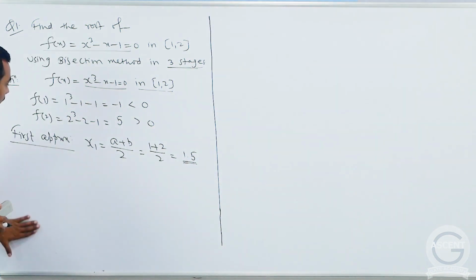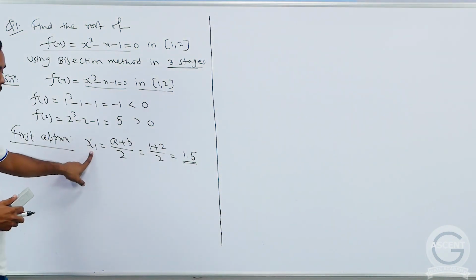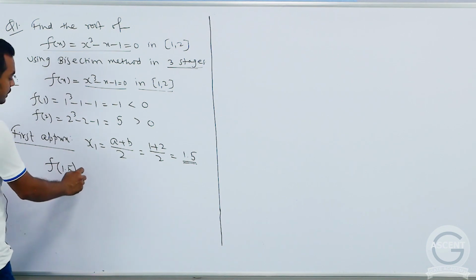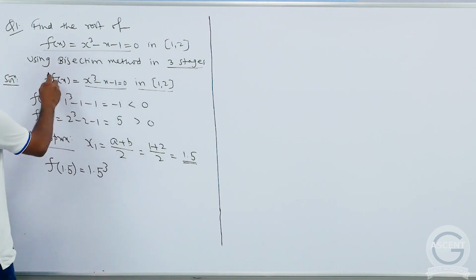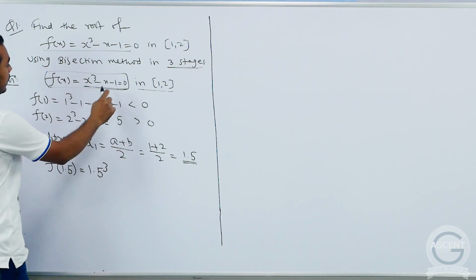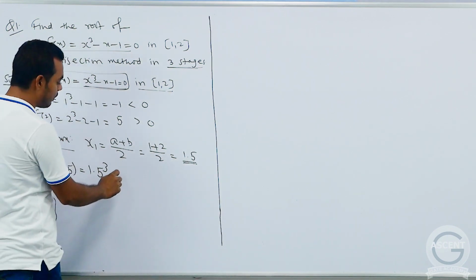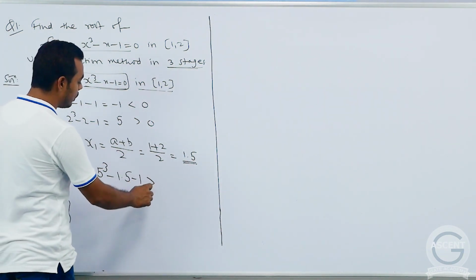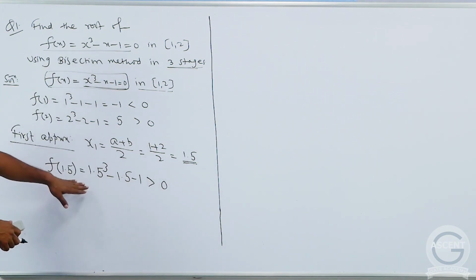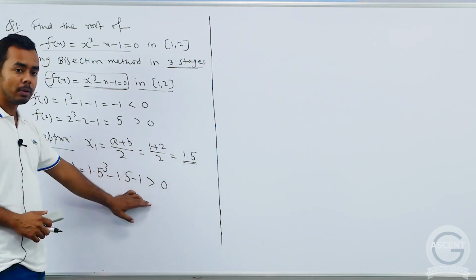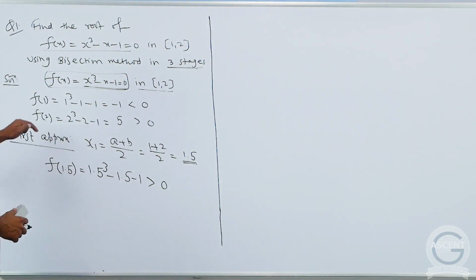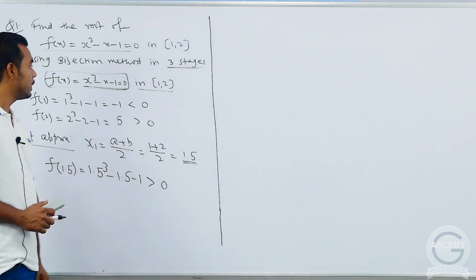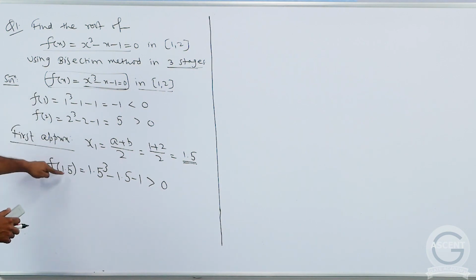Now if you want to find the second approximation, then you have to calculate f of x1. So if we calculate f of 1.5, this will be 1.5 cube. This is our f(x), so in place of x we have to write 1.5. So this will be 1.5 cube minus 1.5 minus 1. Now if you do the calculation, you will find that this value will be positive. You can use the calculator and find this value. So now you can say that at 1 we are getting a negative value, at 1.5 we are getting a positive value. So this means the root of this equation must lie between 1 and 1.5.